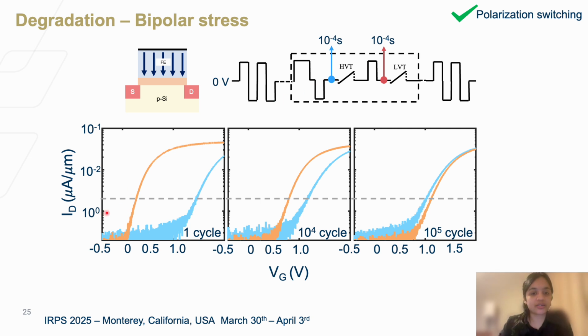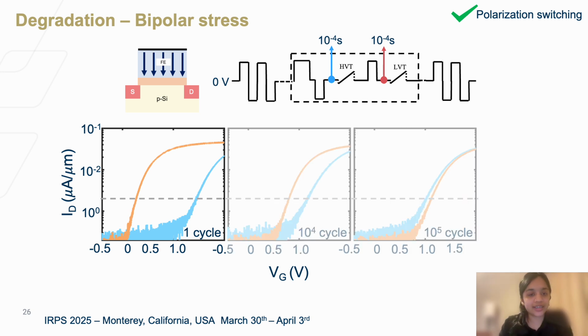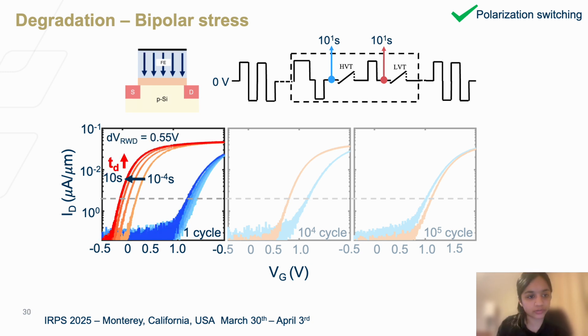Now, let us look at the evolution with cycling. What's commonly seen is that upon bipolar stress, the memory window closes down, and that's what we see over here. The high VT and low VT state are separated initially, and with bipolar stress cycling, it closes down to 0. Now, if we take a closer look at cycle 1 and vary the read after write delay, what we see is that the memory window opens up as we increase the read after write delay, as seen over here.